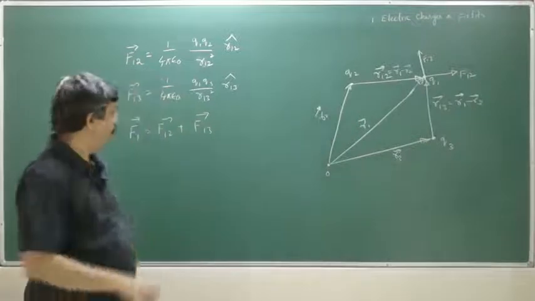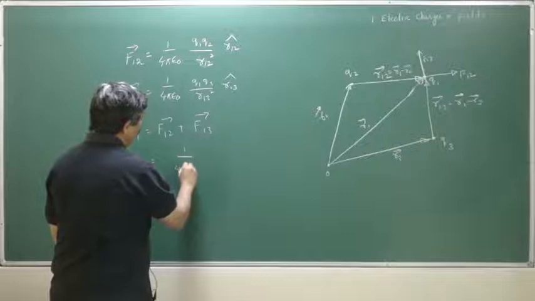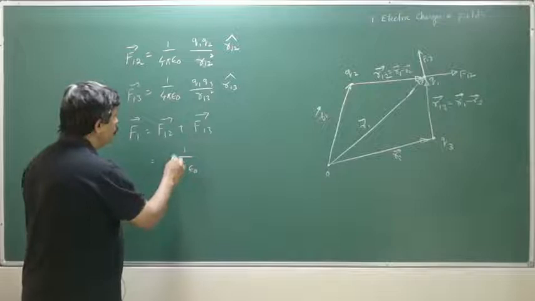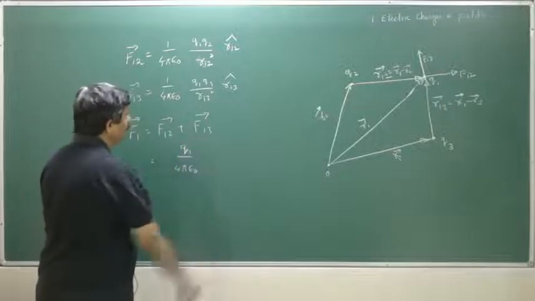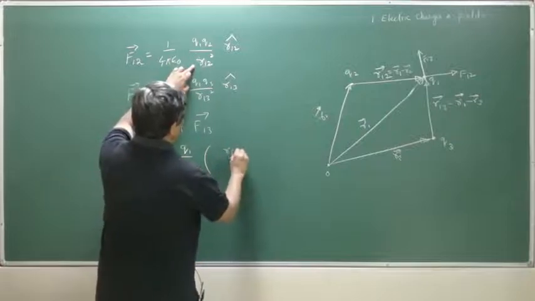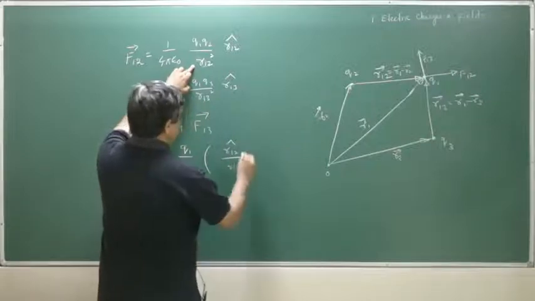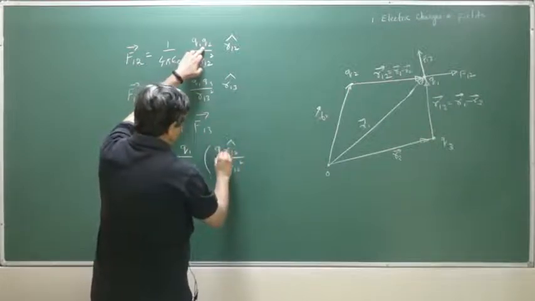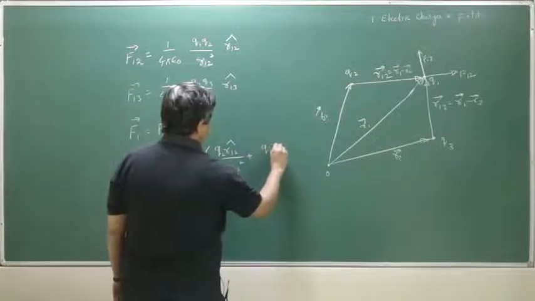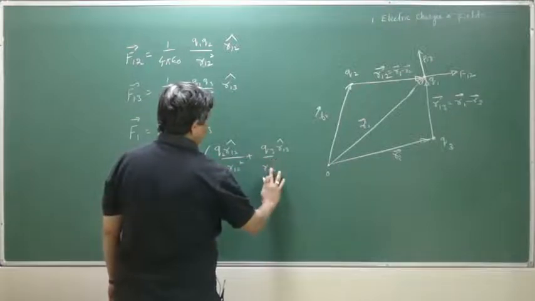So what do you write? You will write it as this plus this. I am going to take 1 by 4 pi epsilon naught as common. In fact, I am going to take q1 by 4 pi epsilon naught as common, and in this one I will be left with q2 times r12 cap divided by r12 square, plus you have a q3 here into r13 cap divided by r13 square.